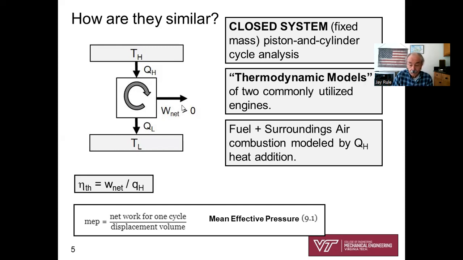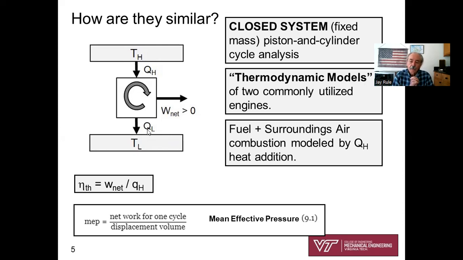Both of those engines are going to be well modeled with our high-level black box schematic operating in a cycle. Each time it completes a cycle, it's giving you some net work. It's taking heat from a high-temperature reservoir, which would be our model for the combustion. And then it's rejecting heat to a low-temperature reservoir, which is how we're going to thermodynamically model the exhaust process of your automotive engine.